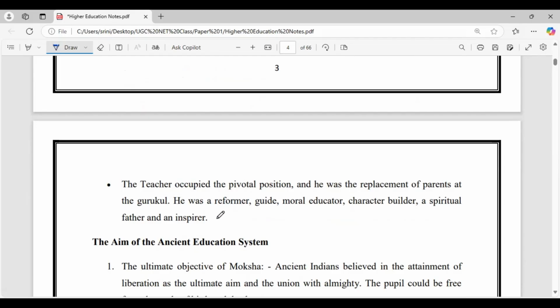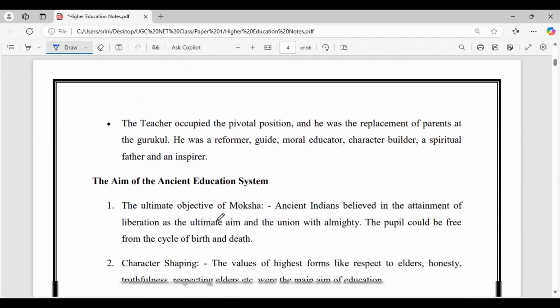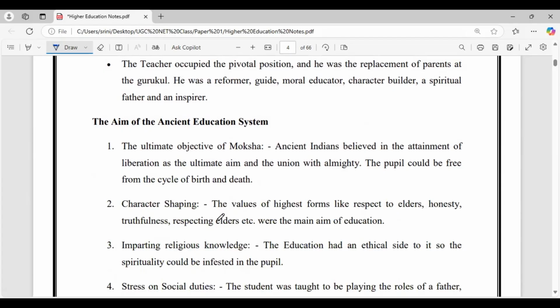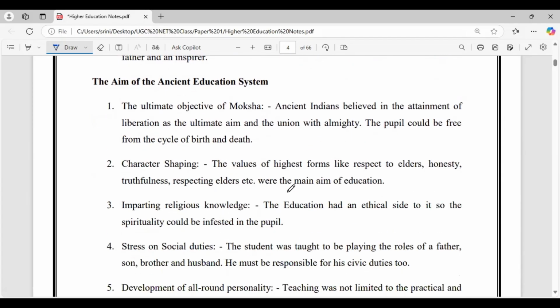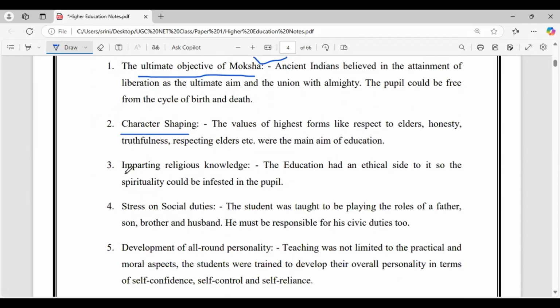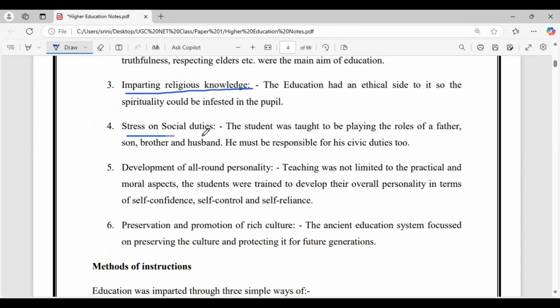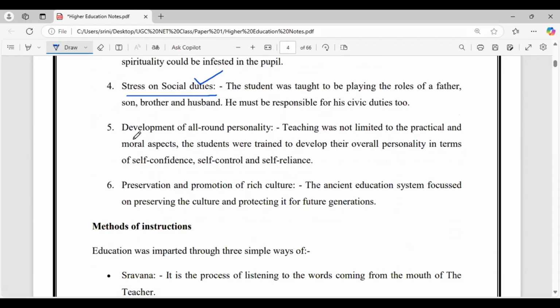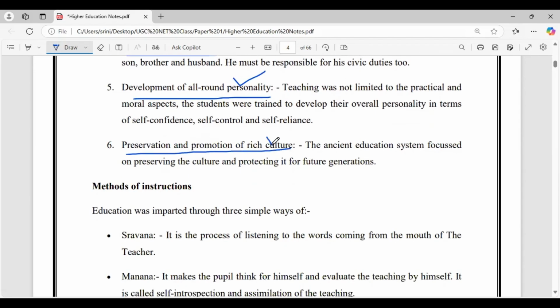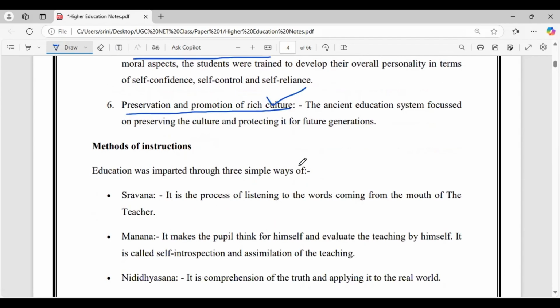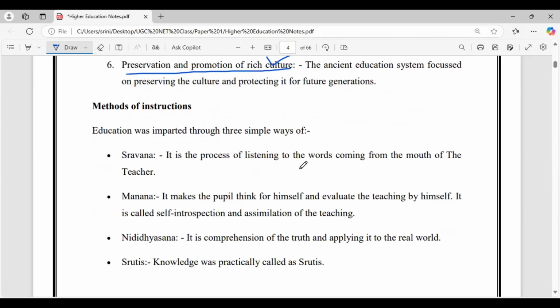He was a reformer, guide, moral educator, character builder, a spiritual father, and an inspirer. The aims of the ancient education system included the ultimate objective of moksha, character shaping, imparting religious knowledge, stress on social duties, development of all-round personality, and preservation and promotion of rich culture. Education was imparted through three simple ways.